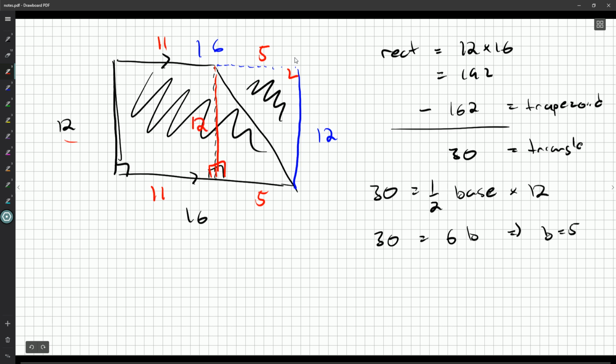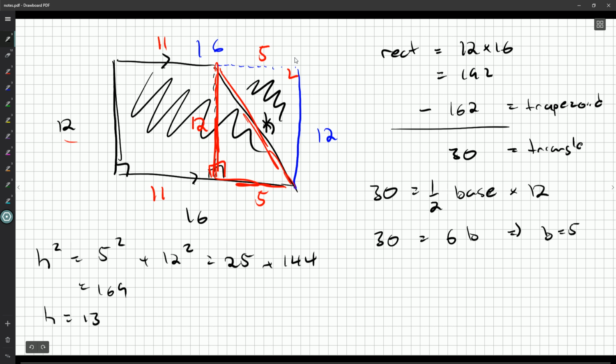And now looking here at this little red triangle, it's a right angle triangle, so by Pythagoras, we can see that, maybe call this h for hypotenuse, h squared is going to be 5 squared plus 12 squared. Now, you might recognize that if you're familiar with Pythagorean triples. You might not, in which case that's okay. Grab your calculator. But h is going to end up being 13.